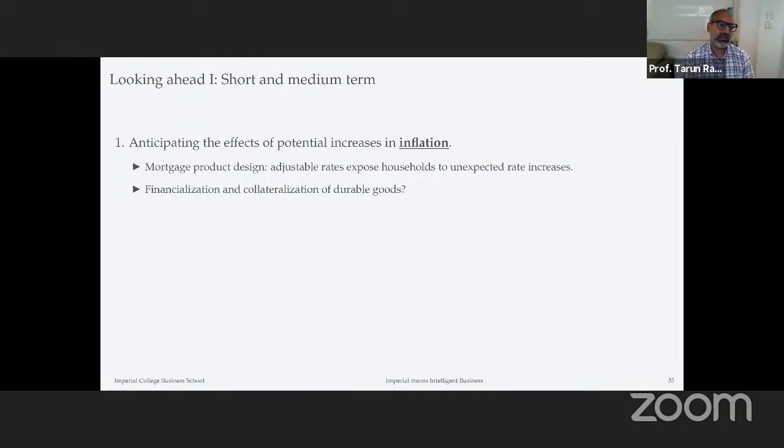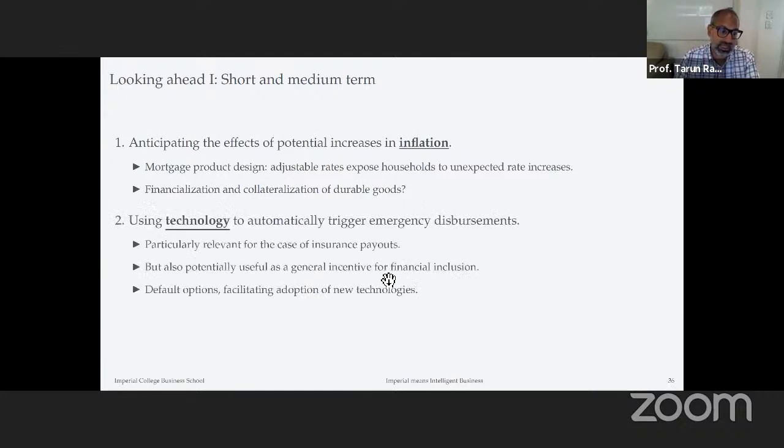In the short and medium term, I believe we should anticipate the effects of potential increases in inflation. We should think about mortgage product design, obviously in the presence of adjustable rate mortgages that expose especially constrained households to unexpected rate increases, which can test their resilience and cause household finances to become extremely fragile. We should think about mechanisms to increase the financialization and collateralization of durable goods, a very high fraction of the physical assets that we saw on Indian households' balance sheets.